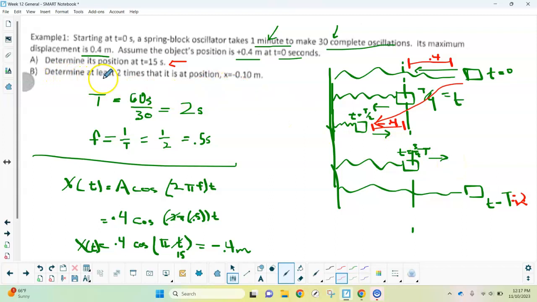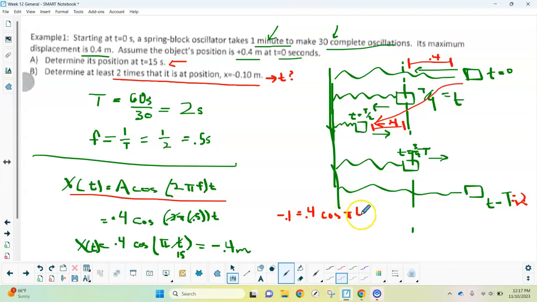For part B, it says determine at least 2 times when it's at a position of negative 0.1 meters. So this is where you actually know x already, and you're going to solve for t. So we're looking for the time. That's what we're looking for here. So it's the same equation, except instead of plugging in for t, we're going to plug in for x. So we have negative 0.1 as our position, or x value, equals the amplitude times the cosine, and our other part didn't change, it's still pi t. And we're going to solve for t.